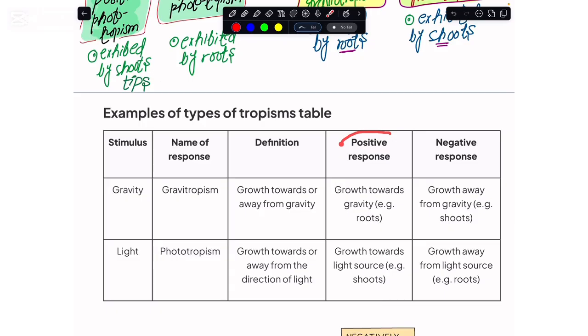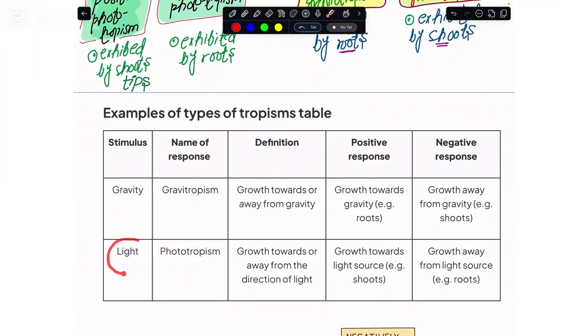And if there is a positive gravitropic response, this would be the growth of the roots toward the gravity. And if we were to talk about the negative response in terms of gravitropism, this would be a growth away from the gravity, and this would be exhibited by the shoots.